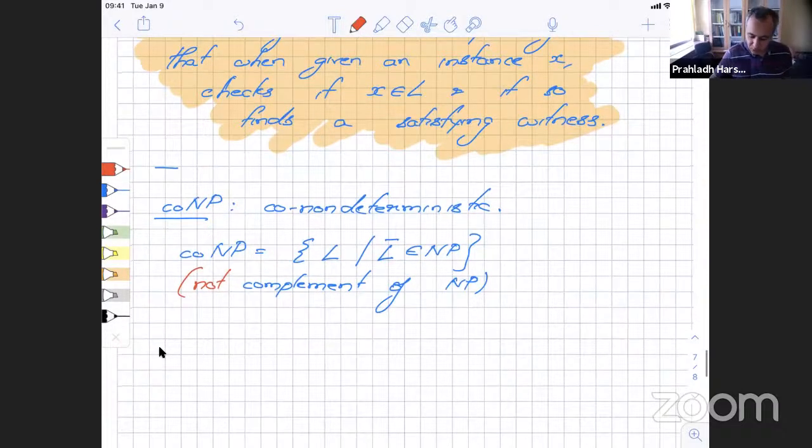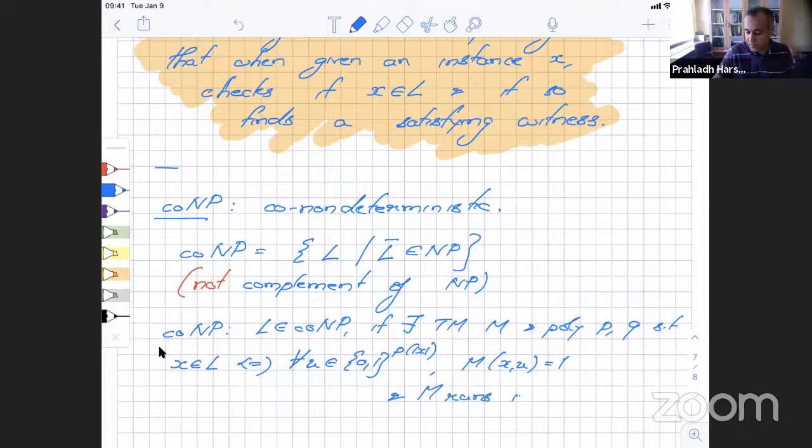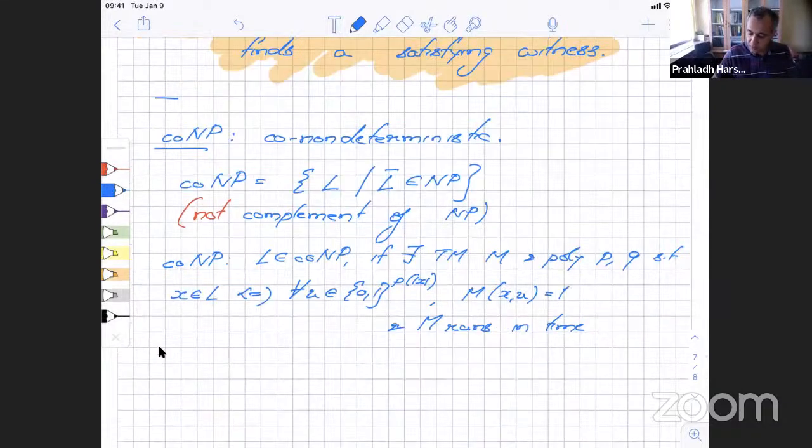You're doing the complement language by language, not the complement of the whole class. This is just a syntactic definition, but there's another way of defining it. What was the NP definition? There exists a satisfying witness that convinces you that the string is in the language. This is exactly the other way around. Language L is in coNP if, unraveling the definition of NP and the complement, there exists a Turing machine M and polynomials p, q such that x is in L if and only if for all u in {0,1}^p(|x|), M(x,u) is equal to 1, and M runs in time q(|x|) on input (x,u).